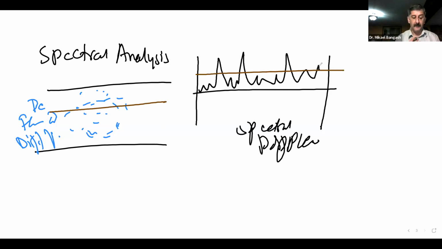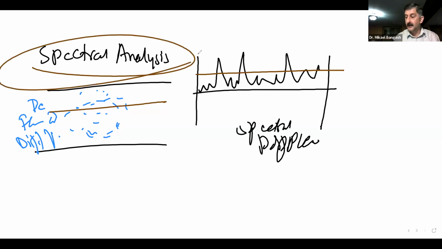Okay. Now the spectral analysis is pretty much, as you can see, a computer system, which means it takes the different velocities at different points of the blood vessel and individually represents them on the spectral Doppler. Clear? Okay. Now this is not something that you can adjust or anything. This is something that pretty much happens automatically.